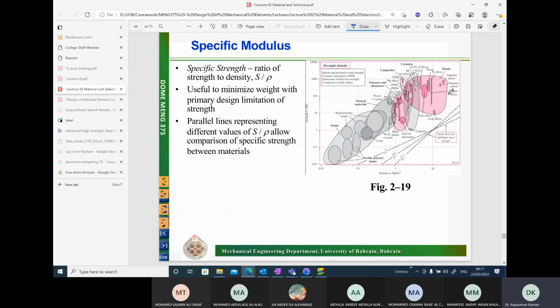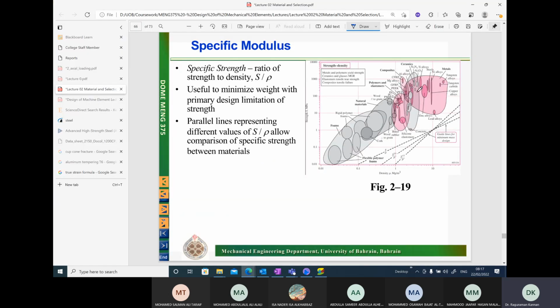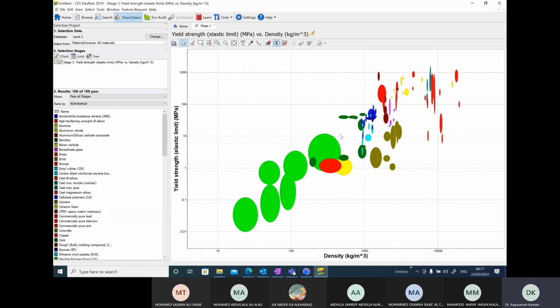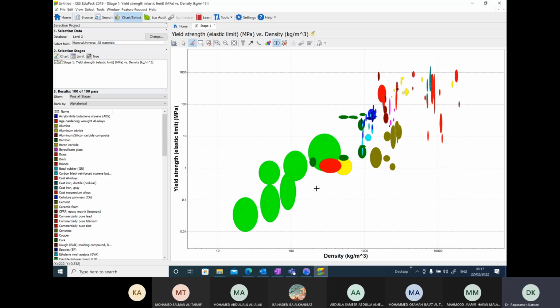So let's see if they are almost the same. You can see the same kind of charts, except you are given this bigger bubble grouping all the foams together here. In the same way, metals and other materials are also given here. We can draw the curve. We want to maximize S over rho, yield strength in megapascal over density, and draw it.